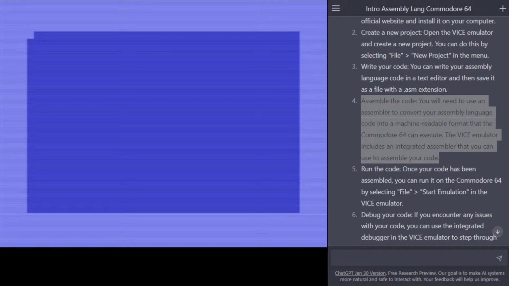Wow, come on, Google. Assemble the code. You will need to use an assembler to convert your assembly language code into a machine-readable format that the Commodore 64 can execute. The Vice emulator includes an integrated assembler that you can use to assemble your code.